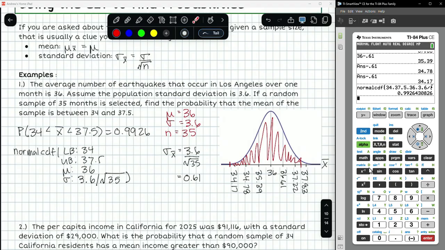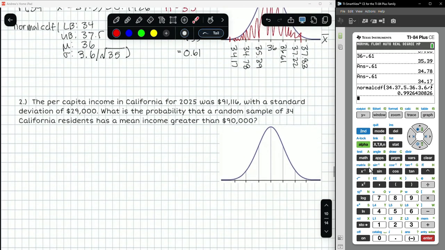Let's go ahead and try another one. So this next one says per capita income for California for 2025 was $91,116 with a standard deviation of 29,000. What is the probability that a random sample of 34 California residents has a mean income greater than 90,000?